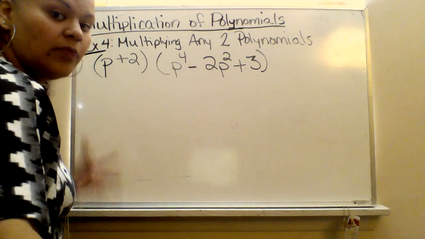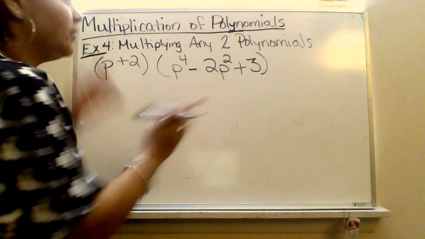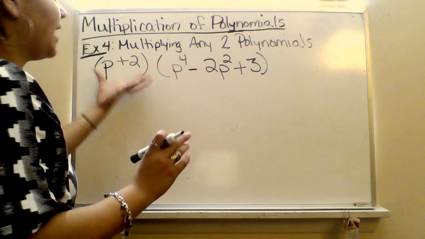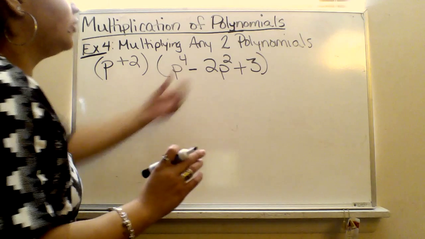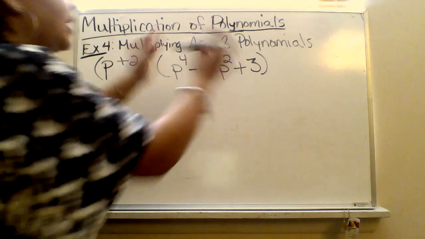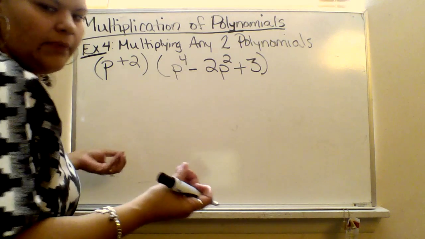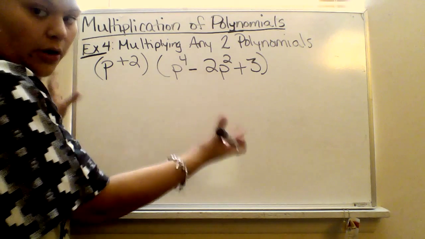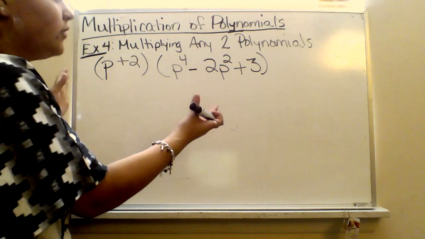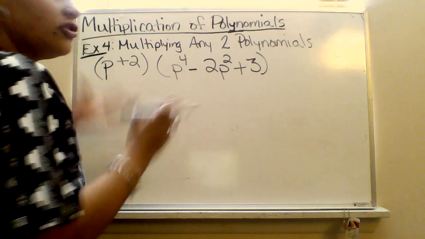Now I'm going to show you how to multiply any two polynomials, as in any two many-term expressions. It can be a binomial with a polynomial, or it could be a monomial with a polynomial. Any form like that, you will be able to multiply. We're going to use the distributive law, or distributive property, like we did in the last one when we multiplied two binomials.